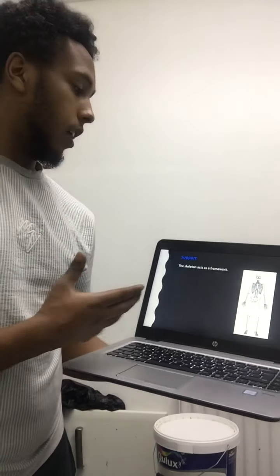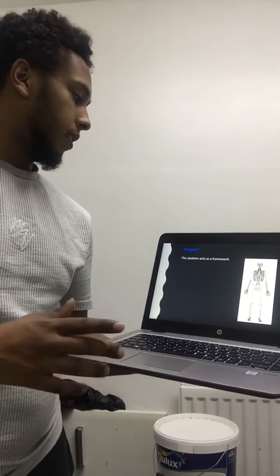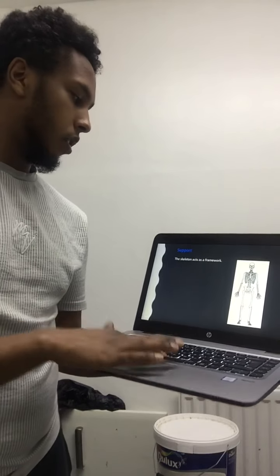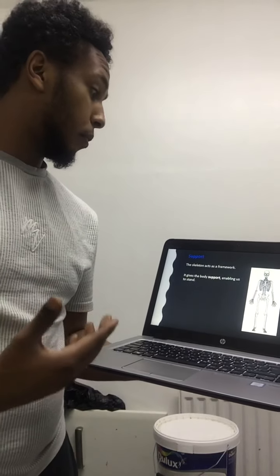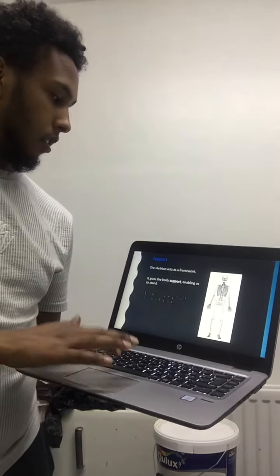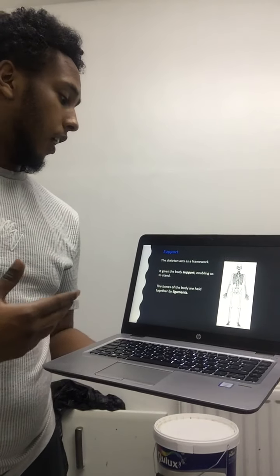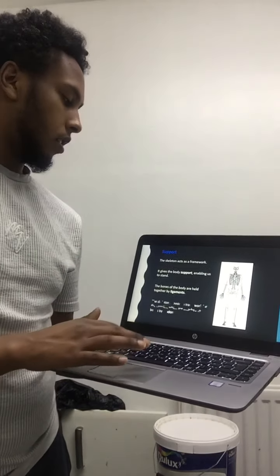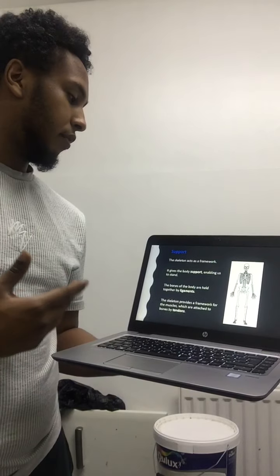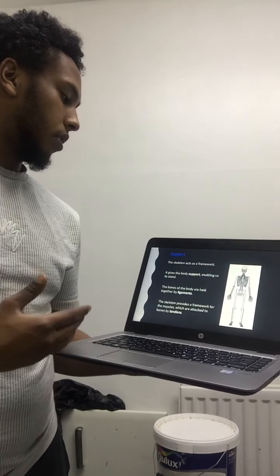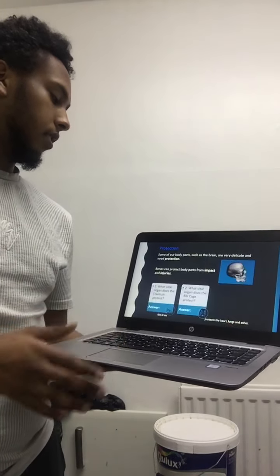Now I'm going to be talking about the support. The skeleton acts as a framework. It gives the body support, enabling us to stand. The bones of the body are held together by ligaments. The skeleton provides a framework for the muscles, which are attached to the bones by tendons.